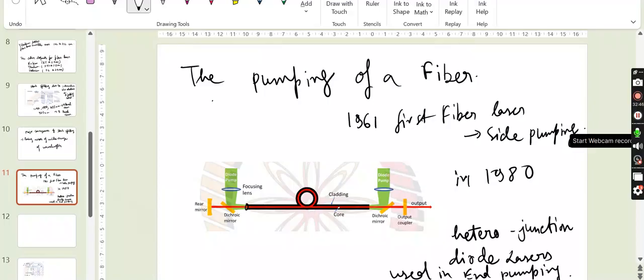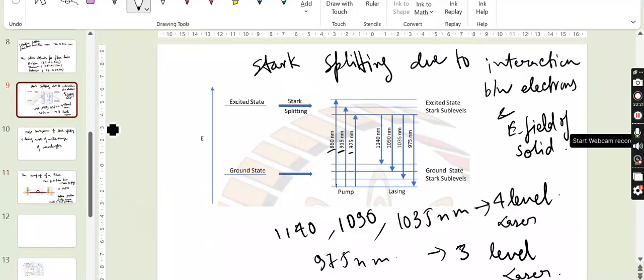The pump light, as we know, will be guided through the length of the core by the phenomenon of total internal reflection. So any light which enters within the acceptance angle will be guided by total internal reflection. For a diode laser of appropriate wavelength, the light will be gradually absorbed by the doped molecules as it travels down the fiber. Just like ytterbium can be pumped by a diode laser operating around 950 and 975 nanometer. Here we can see that these are the absorption peaks of ytterbium.